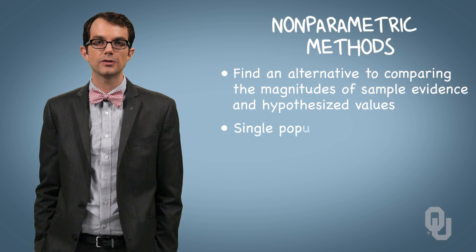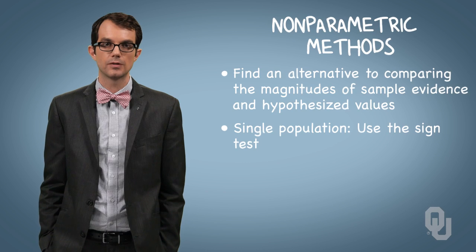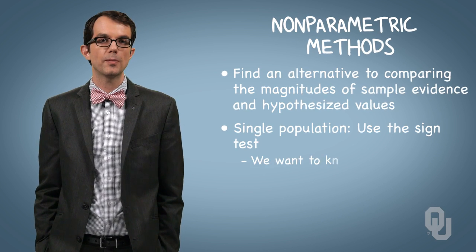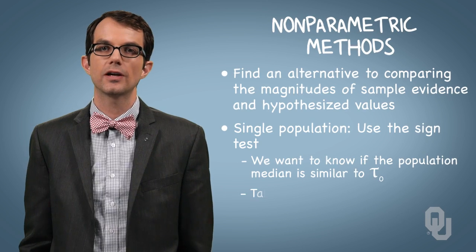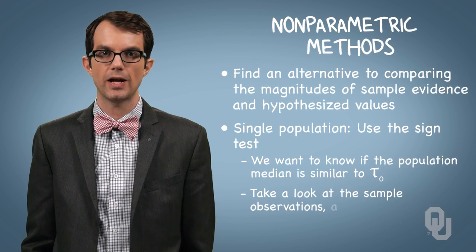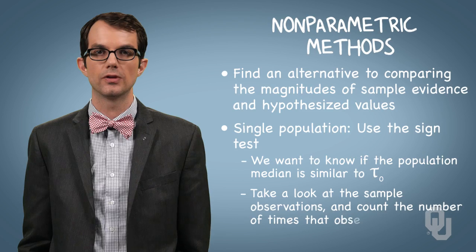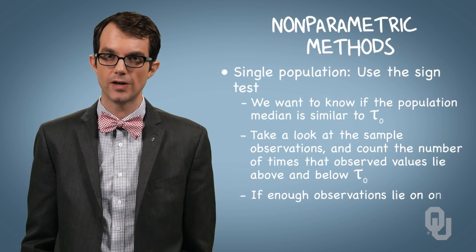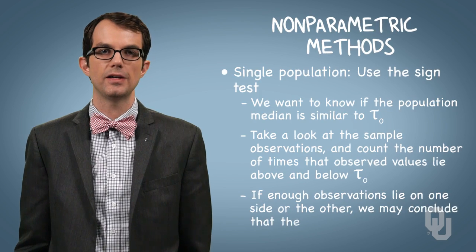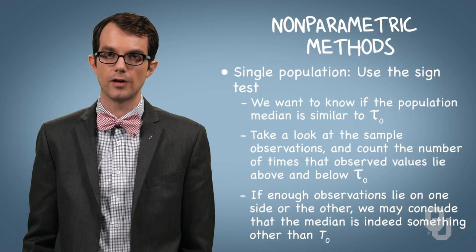For a single population, we discuss the sign test. With the sign test, we want to know if the population median is similar to some value, tau naught. We take a look at our sample observations, and we count the number of times that observed values lie above and below tau naught. If enough observations lie on one side or the other, we might conclude that the median is indeed something other than tau naught.